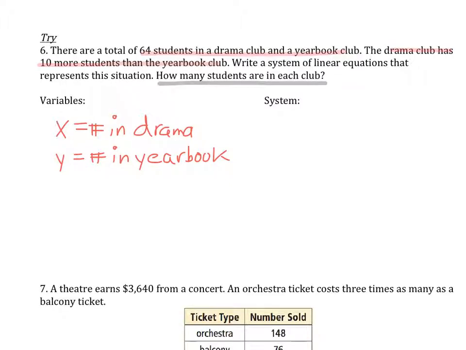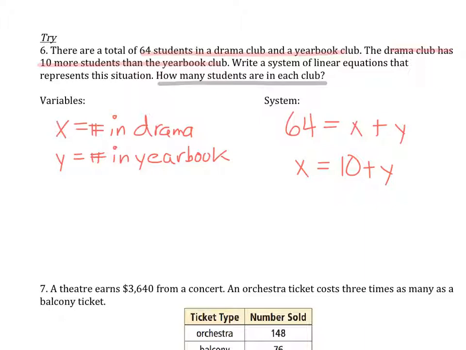All right, so let's go ahead and write. So I have 64 total students, and that 64 total students is made up of some drama kids, which is X, plus some yearbook kids, which is just Y. So it's a pretty simple equation there. And then the second equation says the drama club, that's X, is equal to 10 more than the yearbook, so 10 plus the yearbook, which is Y.